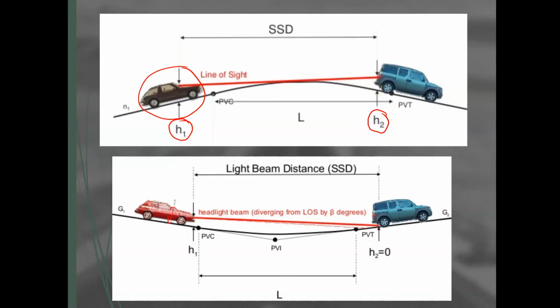So at a point where the driver of this car could see another object of height H2 over the crest, that is what we call the sighting distance. And if that distance is the minimum distance required for the driver to react and to stop, we call it the stopping sight distance.